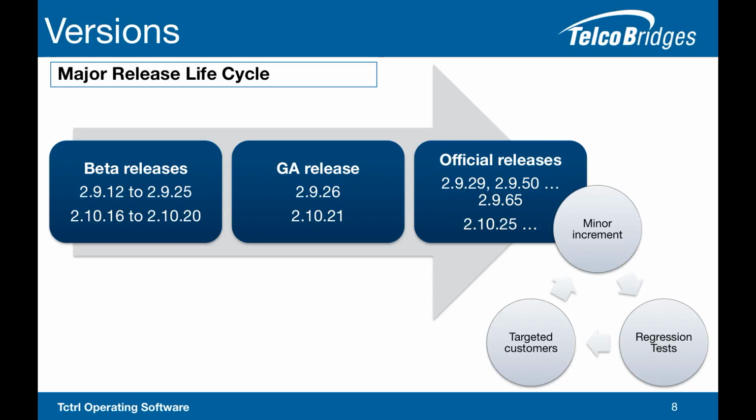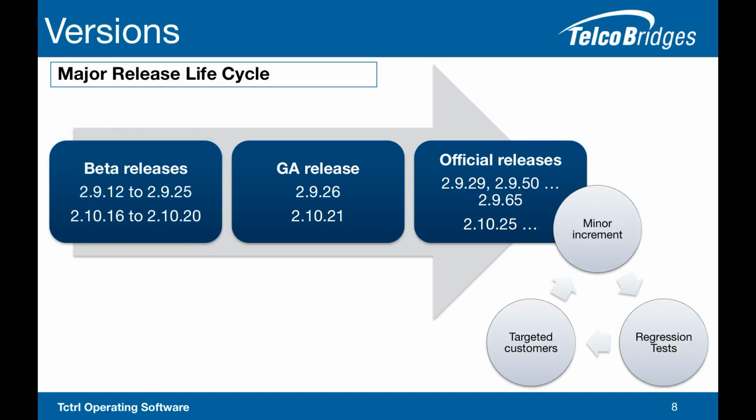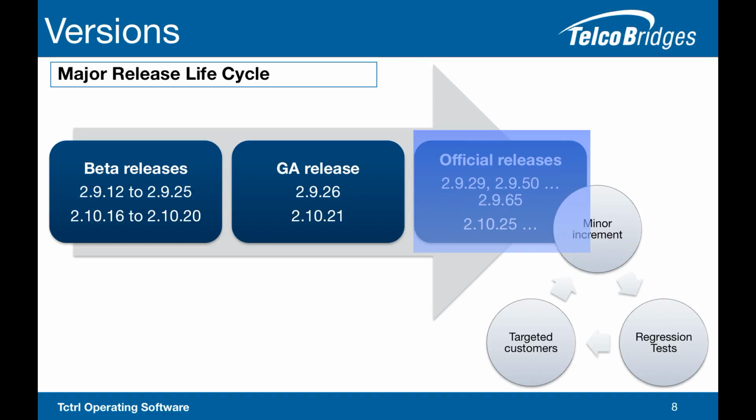Now I will explain TelcoBridges' major release life cycle and process. A major release starts with a beta phase with multiple minor increments delivered to targeted beta customers. For example, from 2.9.12 to 2.9.25, the 2.9 major release was in beta phase. Once the major release is mature enough, we announce the global availability, GA, of that major release. For example, the 2.9 major release became GA starting from 2.9.26. Then the major release evolved into multiple minor official releases.